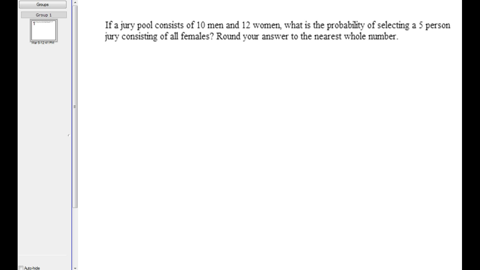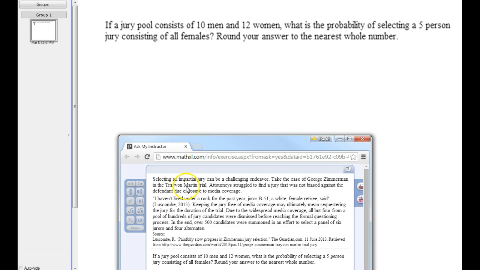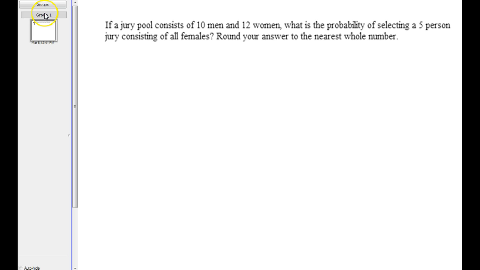This is 7b question number 1, and it gives you a whole bunch more information, the actual problem, talking about the George Zimmerman and Trayvon Martin trial, just to give it some relevancy. But the main question is down at the bottom. You have a jury pool that has 10 men, 12 women. What's the probability of selecting a 5-person jury consisting of all females?